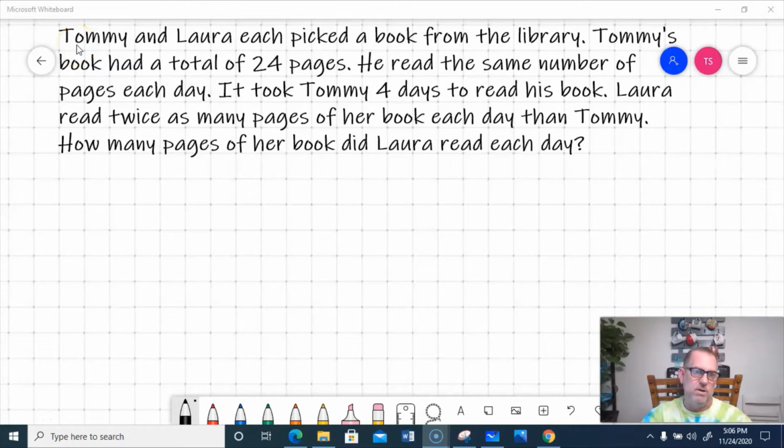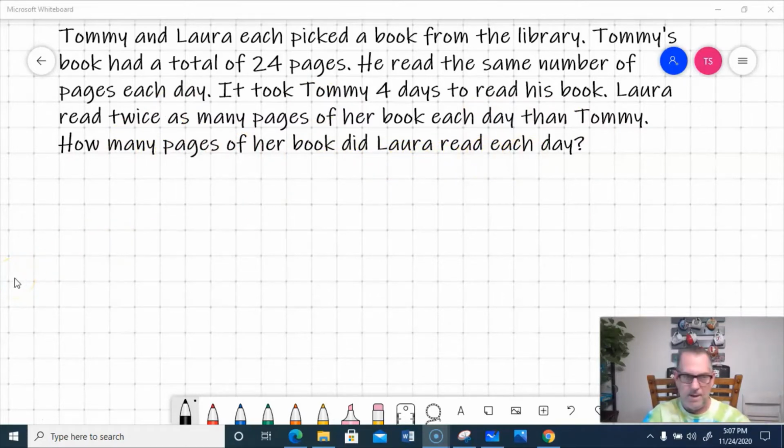Okay, we're going to look at this question here. It says, Tommy and Laura each picked a book from the library. Tommy's book had a total of 24 pages. He read the same number of pages each day. It took Tommy 4 days to read his book. Laura read twice as many pages of her book each day than Tommy. How many pages of her book did Laura read each day?